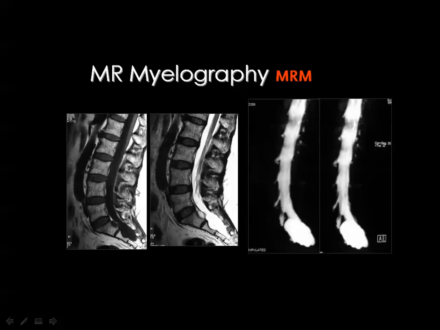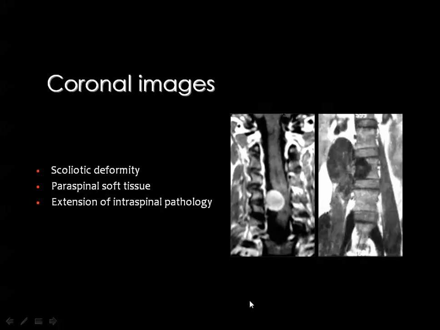And this is sagittal T1 of the lumbar spine, CSF is black, sagittal T2, CSF is bright, and myelography in the oblique view, and you see a big perineural cyst in the sacrum, which is also appreciated here.